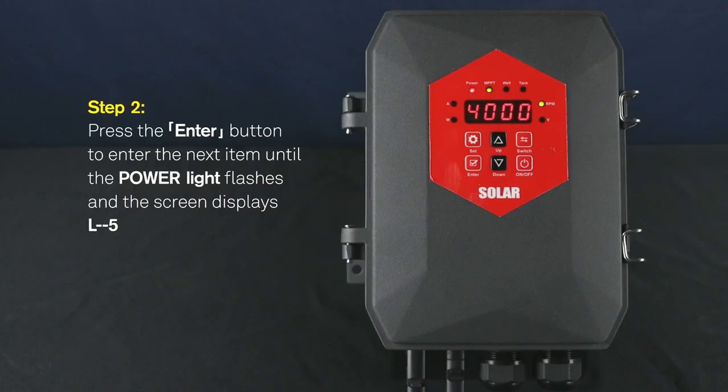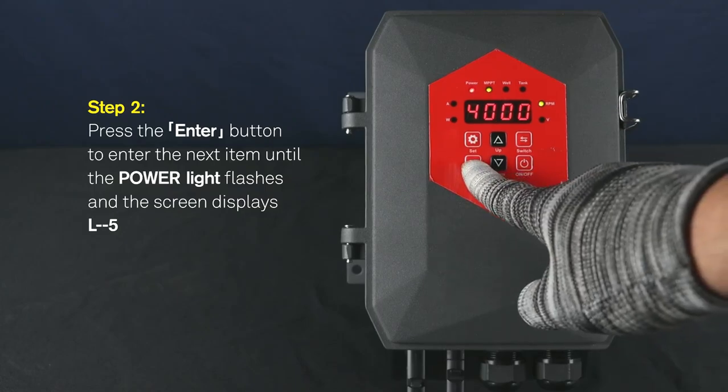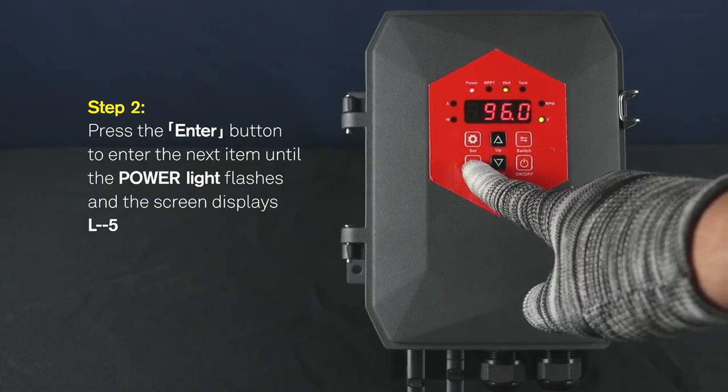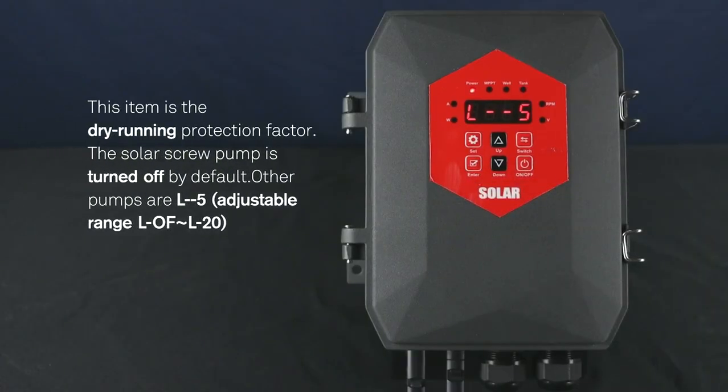Step 2. Press the Enter button to enter the next item until the power light flashes and the screen displays L5. This item is the dry running protection factor. The solar screw pump is turned off by default. Other pumps are L5, adjustable range LOF to L20.